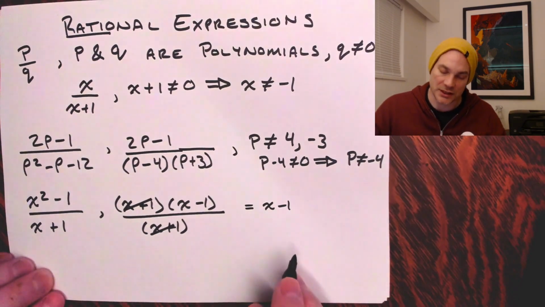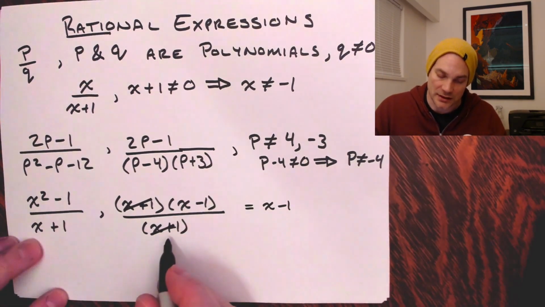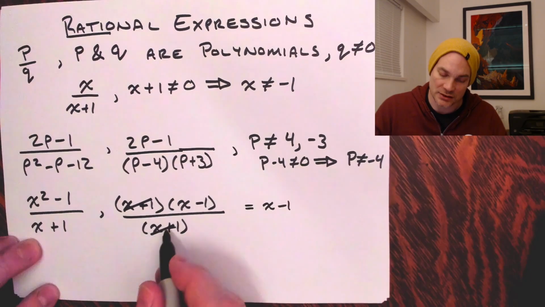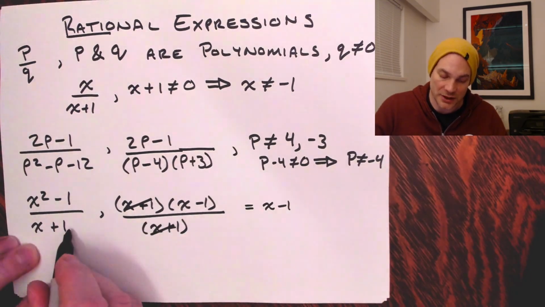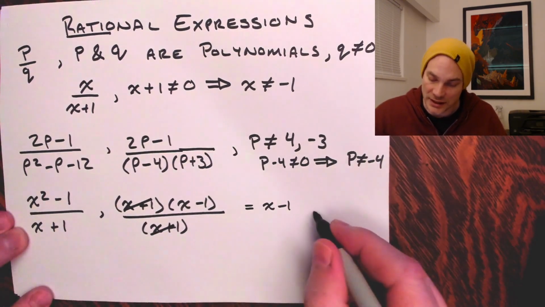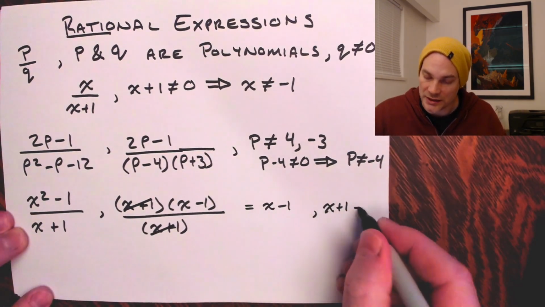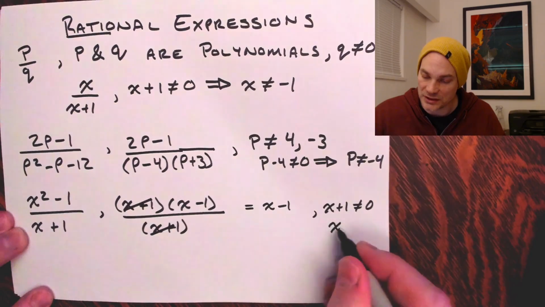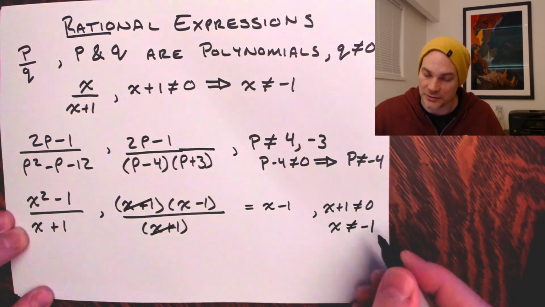I'm not going to graph it quite yet, because I have this condition. Though it canceled, we did get rid of it, because at the very beginning it is still there. We have to say that x plus 1 can't equal 0, which is to say that x can't equal -1.